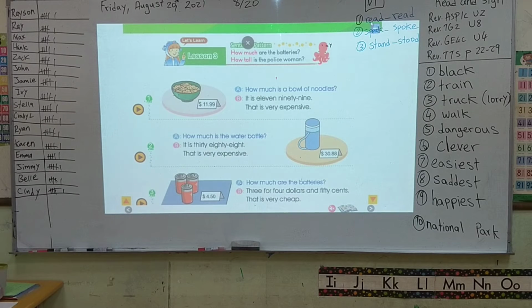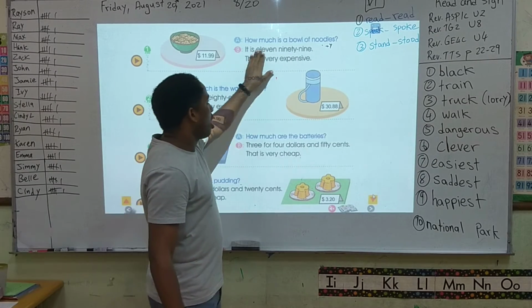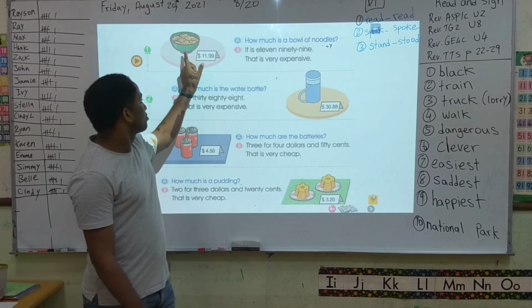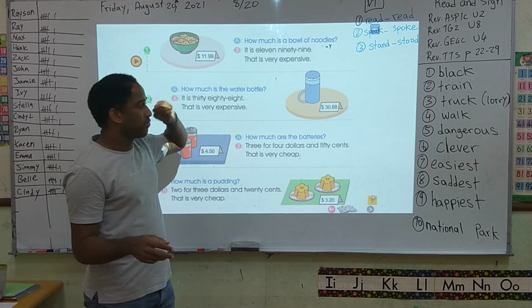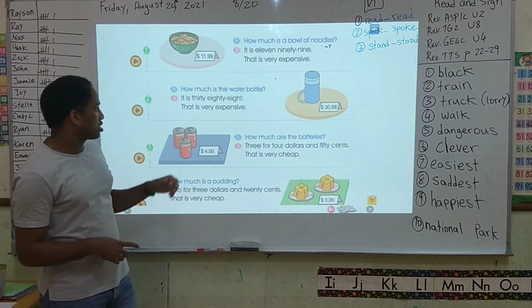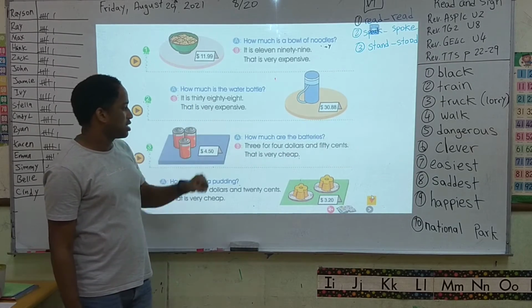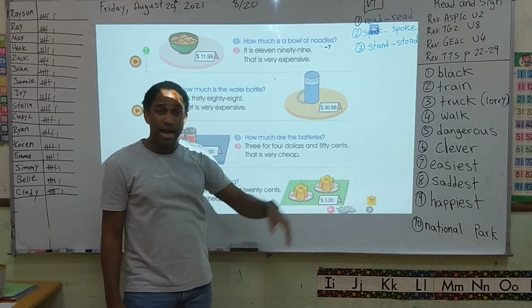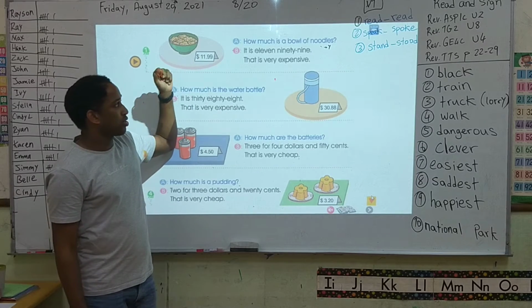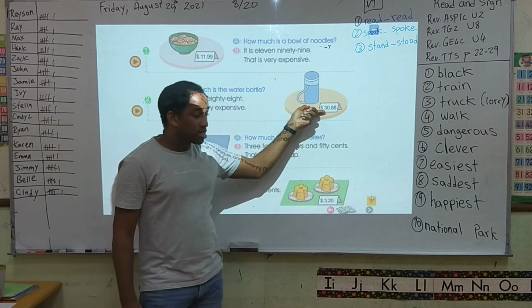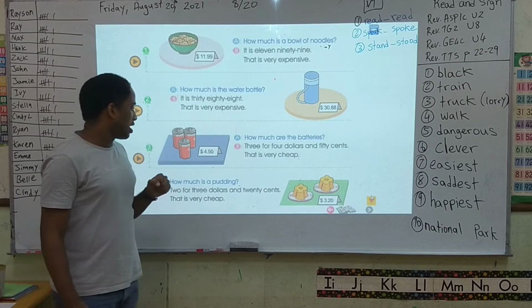On page 20, we're going to use price. How much is also used for price. How much is the bowl of rice? The bowl of rice is $11.99. That is very expensive. How much is the bottle of water? It is $30.88. The same way, it is $11.99. It is $30.88.